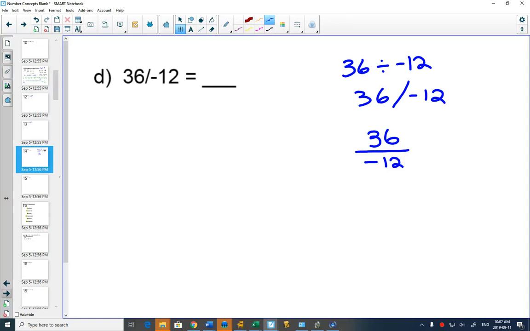Again, a positive divided by a negative, rules stay the same for dividing that they do for multiplying. My answer is going to be negative. And then, how many 12s are in 36? 3. So the answer becomes negative 3.